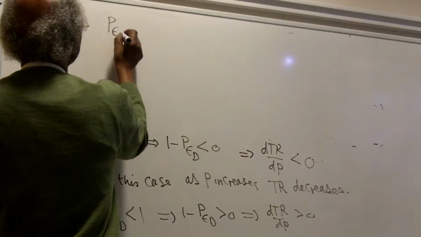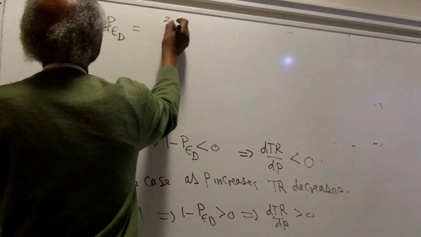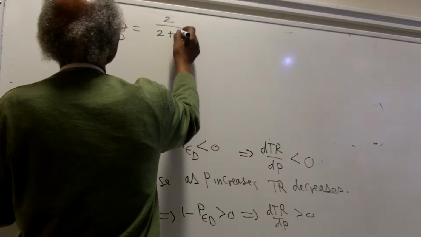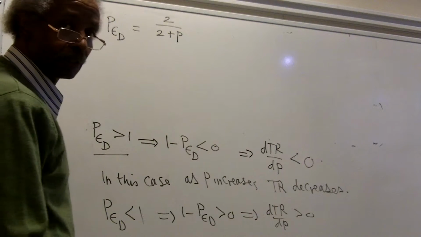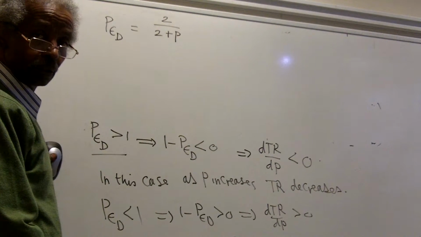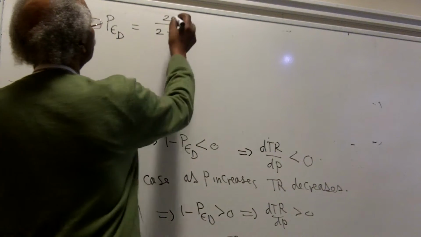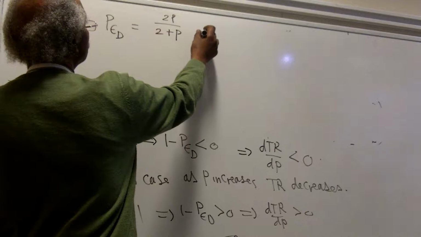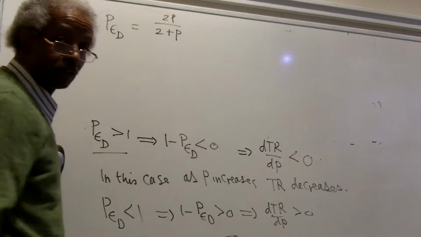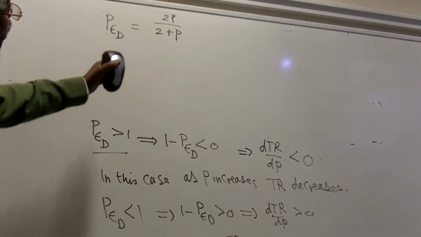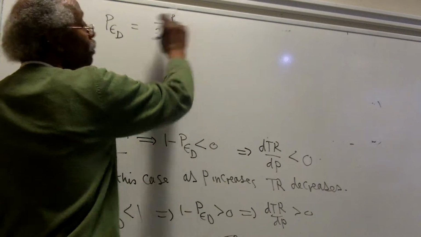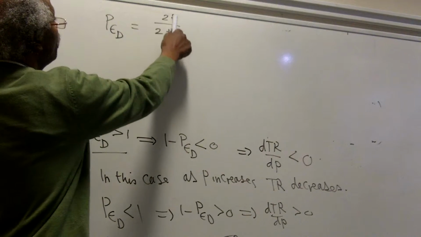Epsilon D is equal to 2P over 2 plus P. Do you change it to 1 plus P? But then you'll get P equals 0. No, 2P. Sorry, 2P. If you set that equal to 1, in this case it's okay. Because if you put this equal to 1, then P is going to be equal to 2. Because you have 2 here, 4, 4.